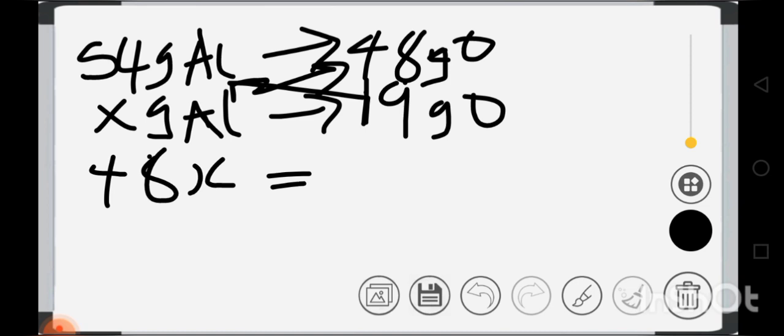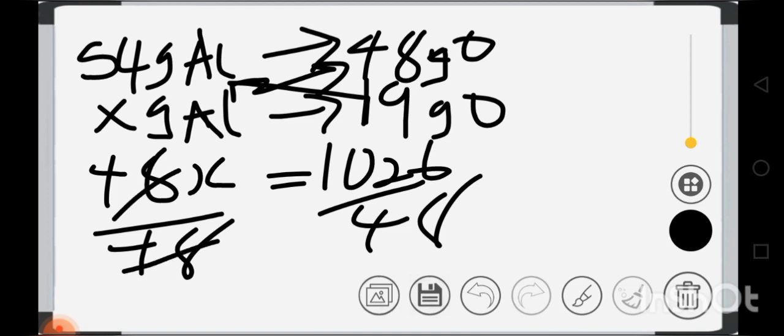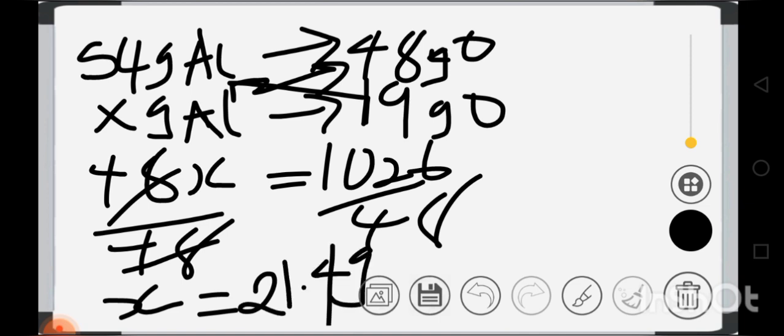So what do you have? We have 1026. So divide both sides by 48. So x becomes 1026 divided by 48. We're going to have 21.375. Let me just say 21.4 grams of aluminium. That's what I'm going to have.